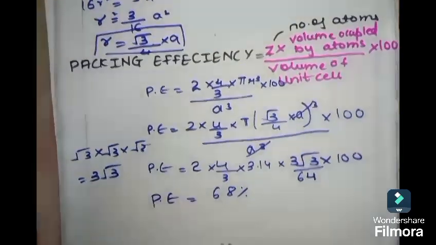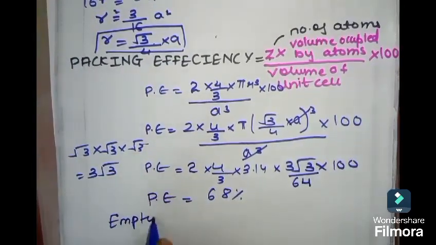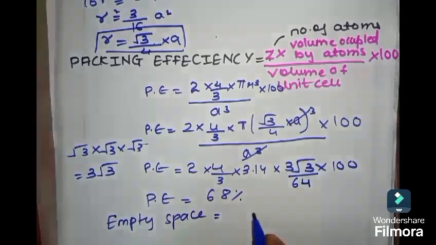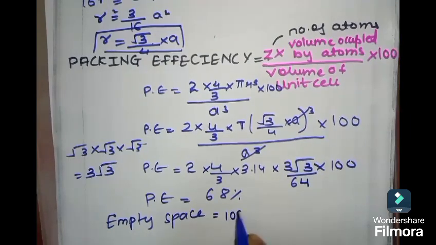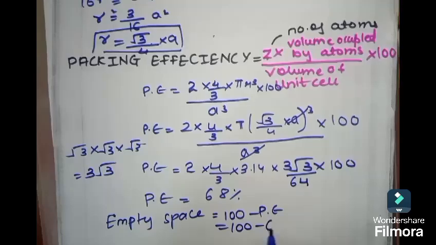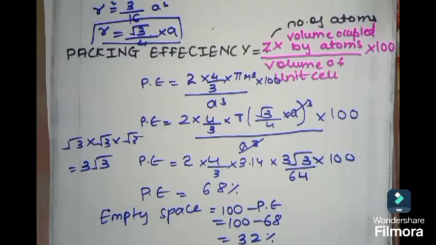So this is the packing efficiency. Now we will find the empty space. So for finding the empty space, we will subtract the packing efficiency from 100. So 100 minus 68, we will get 32%. So now I hope it is clear to you that the packing efficiency of body centered cubic unit cell is 68% and the empty space is 32%.